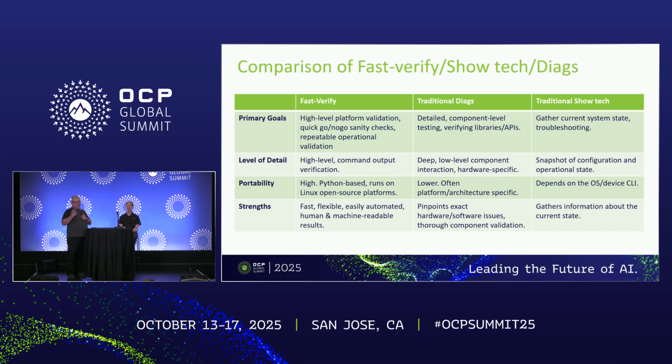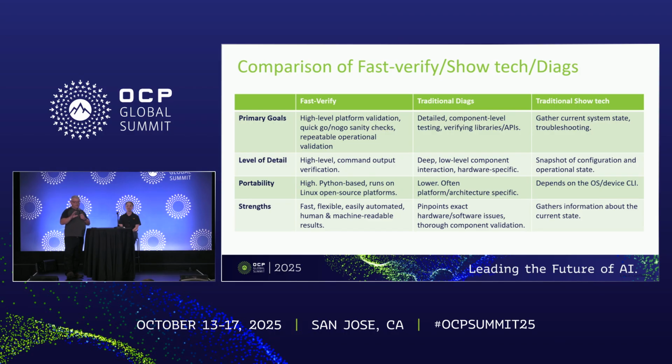Portability: since Fast Verify is written in Python, it's very portable. Written in JSON, you can easily adapt tests to new environments. Of course, you have to update the test vectors, but that's usually pretty doable. Traditional Diags is typically hard-coded or written to a specific environment, and if it moves to a new environment, it needs to be rewritten or modified fairly significantly. And then, of course, Showtech really depends upon what OS it's running on.